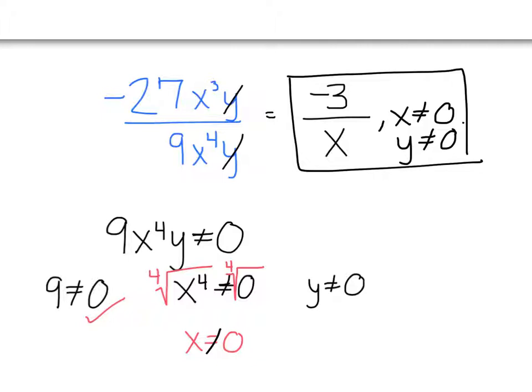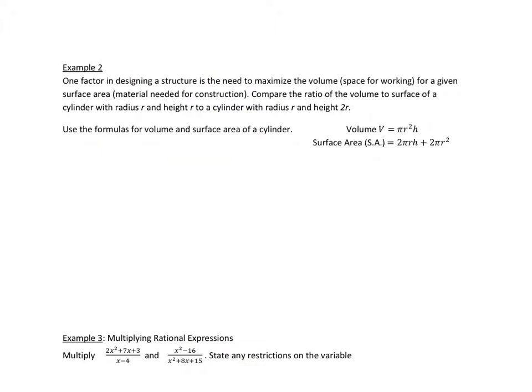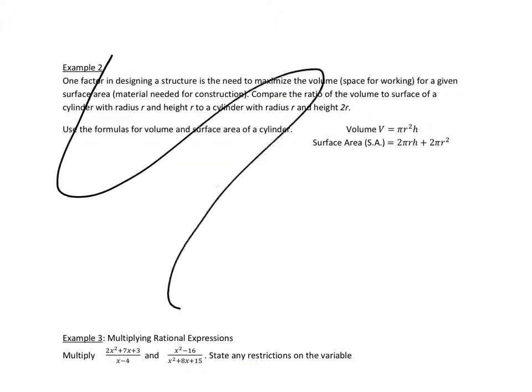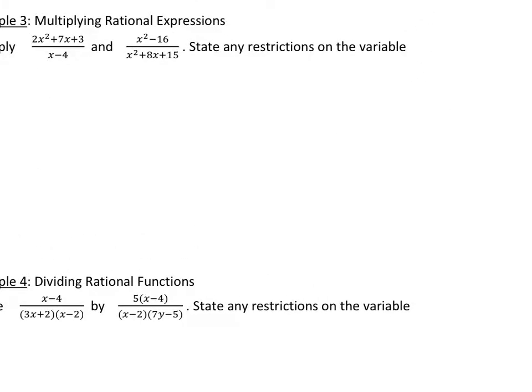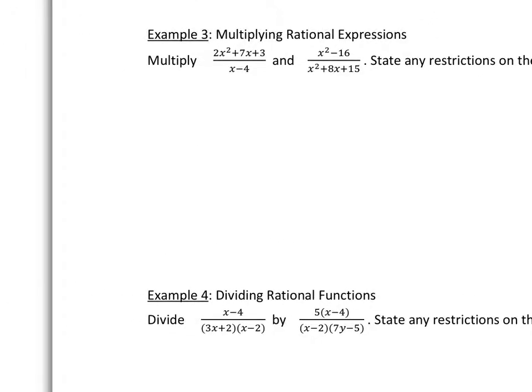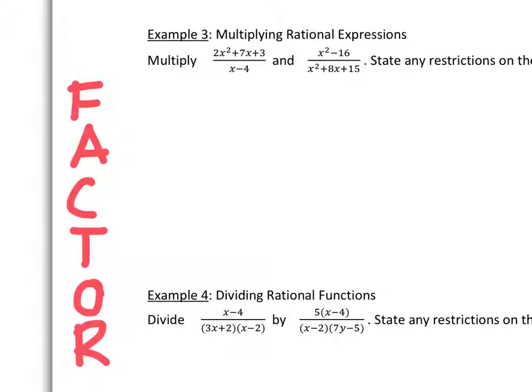All right, let's go to the back. We are going to skip this example. Congratulations. Let's go down here to where we're multiplying. Still, the name of the game today is factor. Factor and cancel. Factor and cancel. All right?